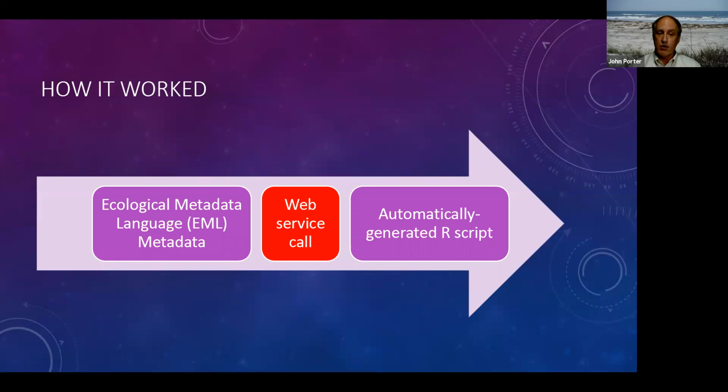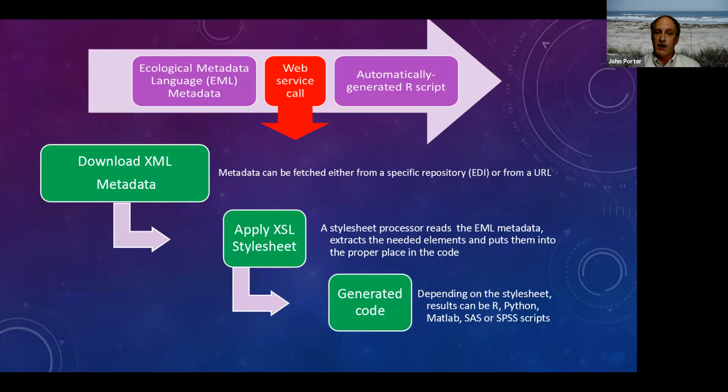Now, how did it work? Well, basically, at EDI, they have the ecological metadata language documents. And what they did was make a web service call that basically said, hey, give me some code. And then back came the code that they then displayed and showed. Well, obviously, where things are really happening is in that web service call. And that's basically going and fetching the XML metadata, which could be from EDI, or you can also give a URL for any arbitrary metadata document you might like.